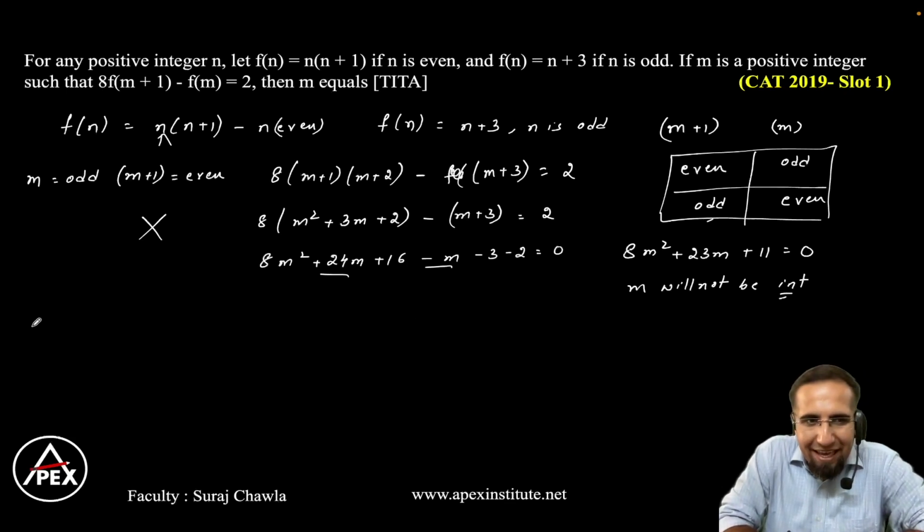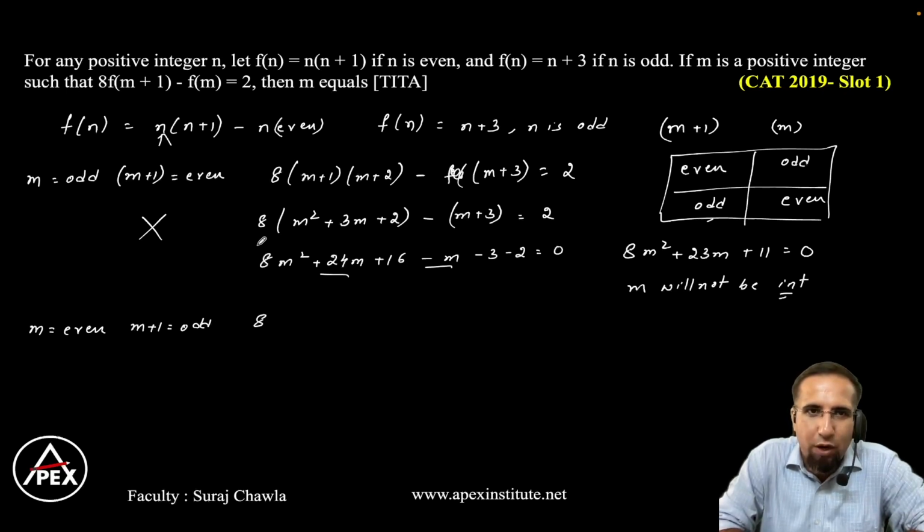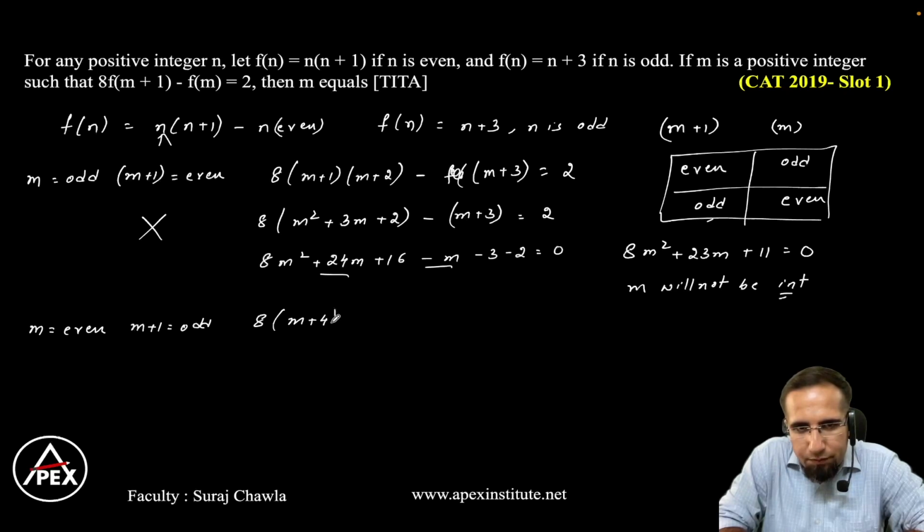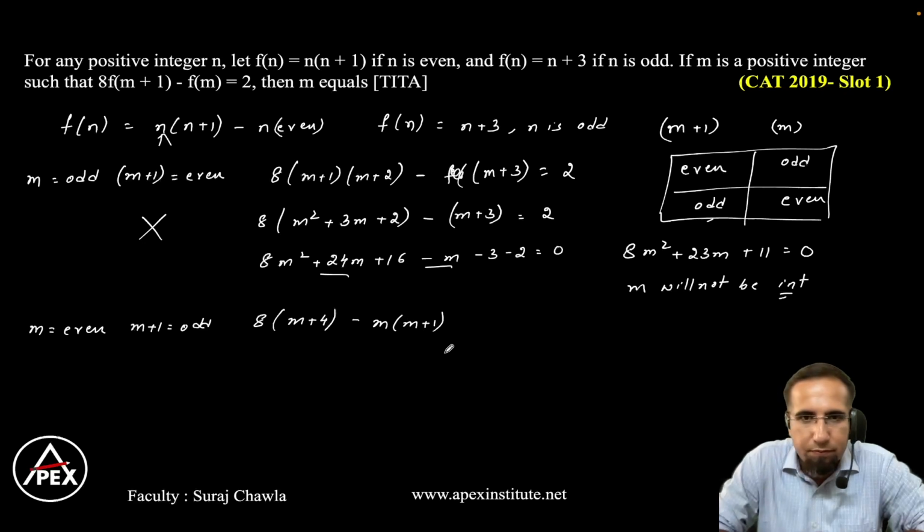So we go to the second case where we take m is equal to even. If m is even, then m plus 1 becomes odd. So 8 times f of m plus 1. m plus 1, I replace m plus 1 plus 1. That becomes 8 times (m plus 4) minus f of m, that is m into (m plus 1), and this whole value is equal to 2.